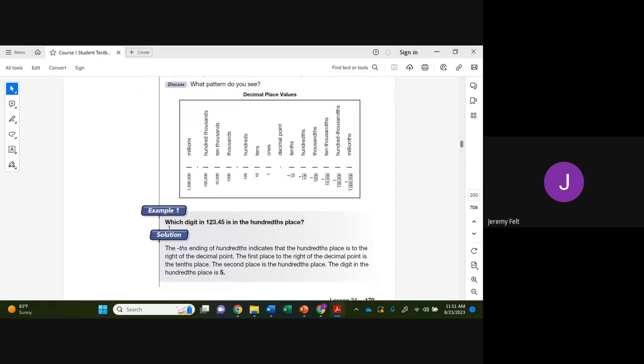So if we look at an example here, which digit is in the hundredths place? Well, hundredths, that th tells us that we are looking at a decimal place. Okay? And hundredths, so again, we just follow 1 to the right of the decimal is tenths, 2 to the right is hundredths, so the 5 would be in the hundredths place. Okay, so just look for that th. You might get in a hurry and say hundreds place, hundredths place, two very different things.